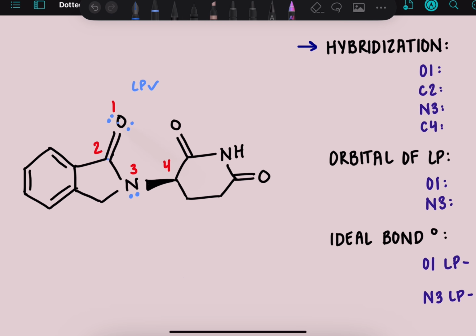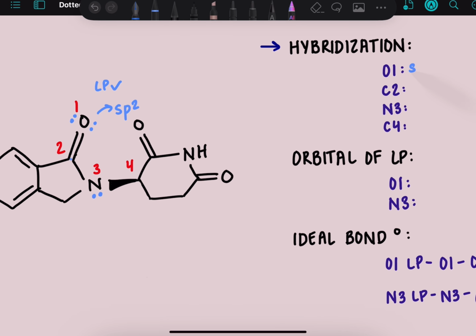But this oxygen was already originally sp2, because again, this is 1, 2, 3 groups that it's bonded to. So you don't really need to worry about what it's bonded to, because this is already sp2, right? So this is not a special case, because oxygen, or O1, was already originally sp2 hybridized. There's no change in hybridization.